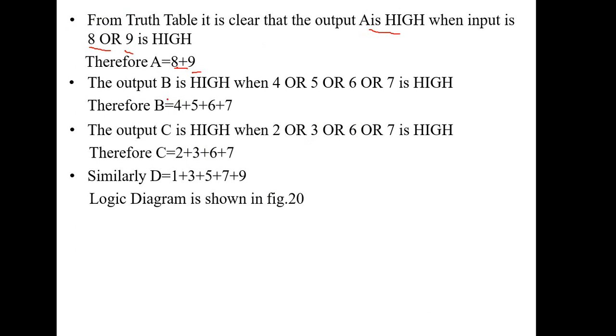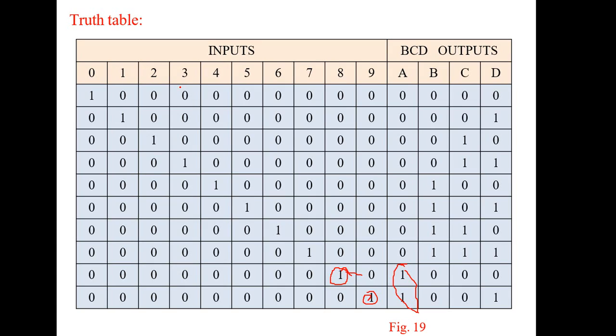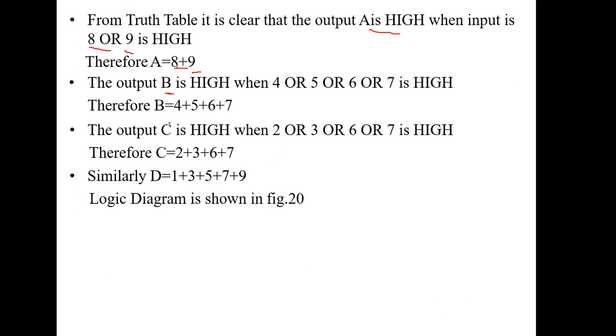Similarly, when B is high, check it out. In this case, B is high in these conditions. Yes or no? So in this condition, what is B high? It is high when 4 is high, 5 is high, 6 is high, 7 is high. So go for 4, 5, 6, 7.